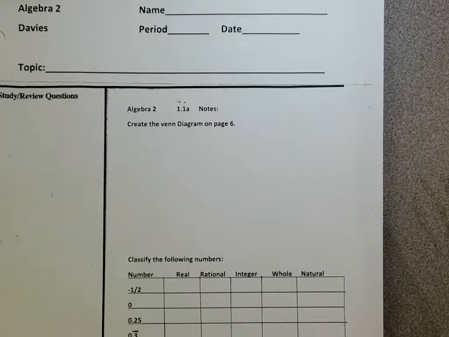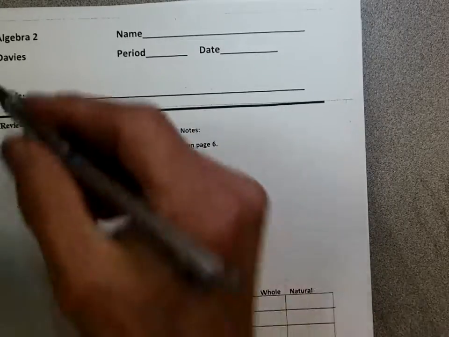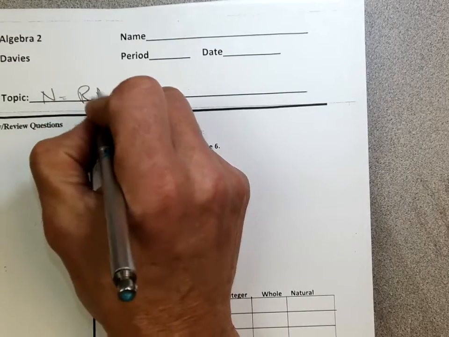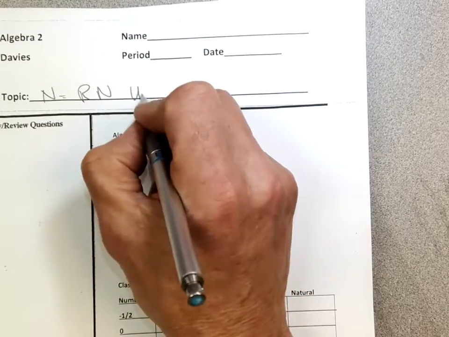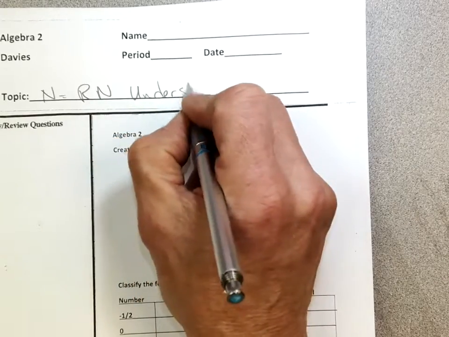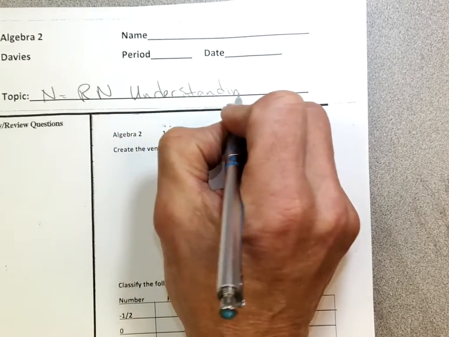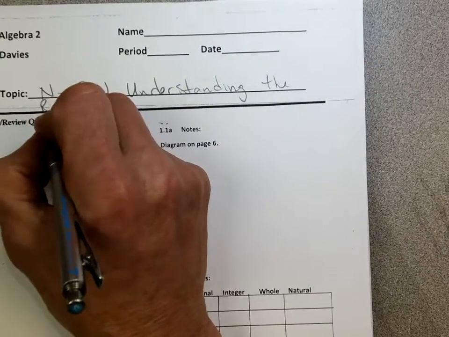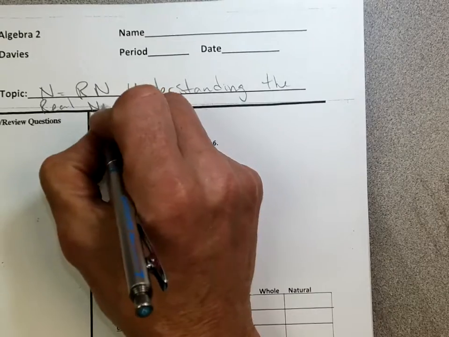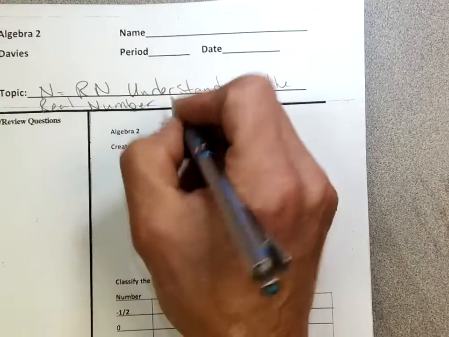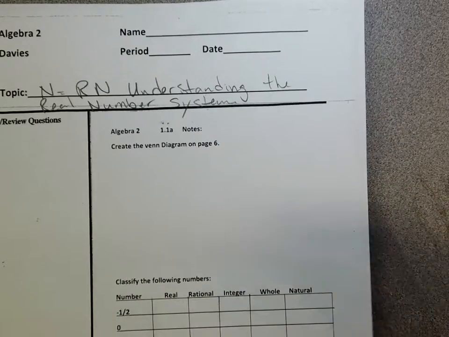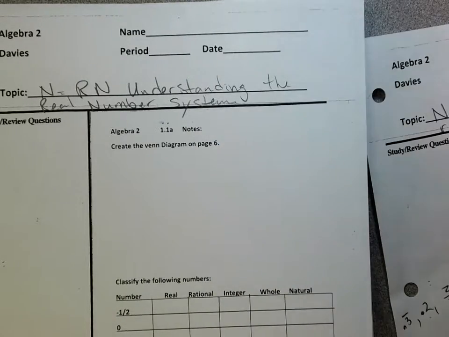Okay, today, our Common Core topic is N for number system and the real numbers, and we are going to do understanding the real number system. Okay, that's our Common Core. If you're a sophomore or freshman, Common Core, you guys are stuck with it for a while.